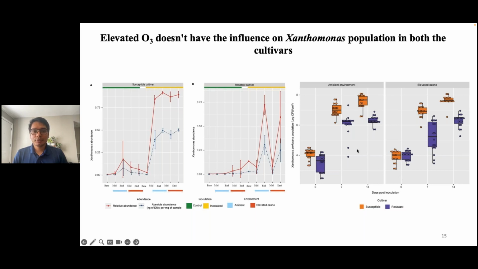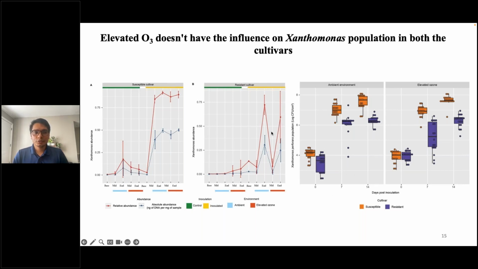So similar to the previous observation, we didn't see a significant difference in the Xanthomonas perforans population when we compared between these two chambers. However, again, in the elevated ozone and the resistant cultivars, we saw a high variability in the Xanthomonas perforans population, both during the mid-season and end season. So the increase in the disease severity that we observed in the resistant cultivar under elevated ozone was not associated with an increase in the Xanthomonas populations, as we estimated from either the relative or the absolute abundance.